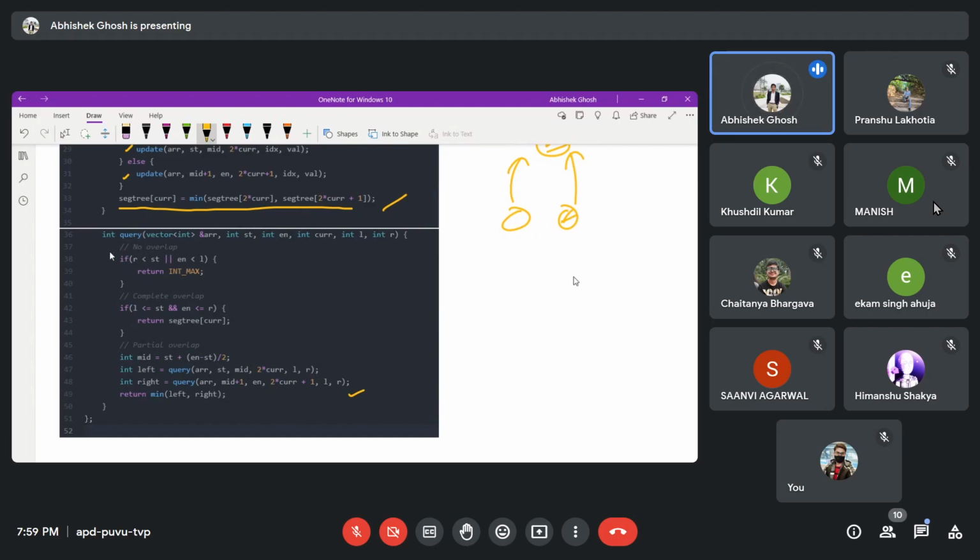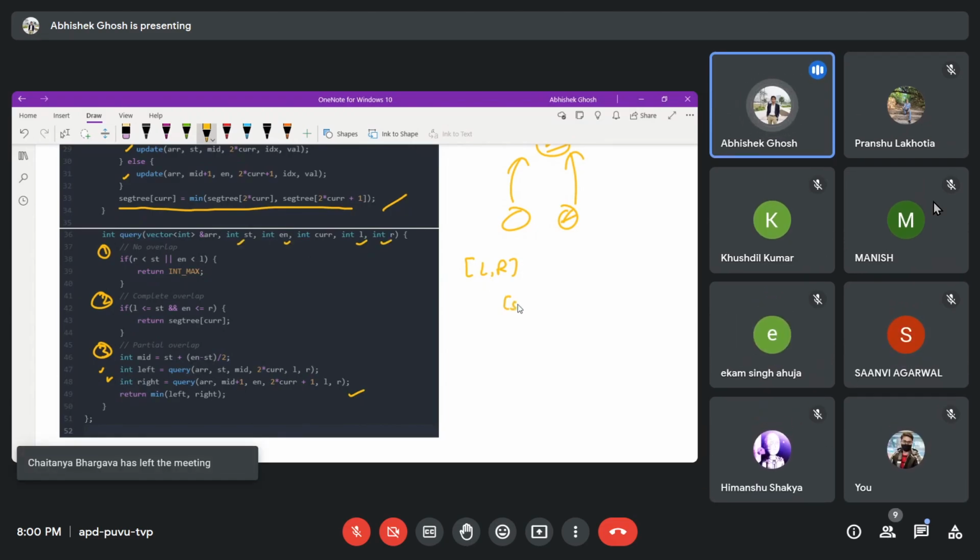So for query, there are three cases. First is the no overlap, second is complete overlap, and third is the partial overlap. In partial overlap, we make two calls to the left and right. In no overlap, our range was L to R, for which we wanted the answer, and currently we are at st to en. So we are storing the answer from st to en in our index cur. Cur is the index of the segment tree, and L and R are the indices of our array.